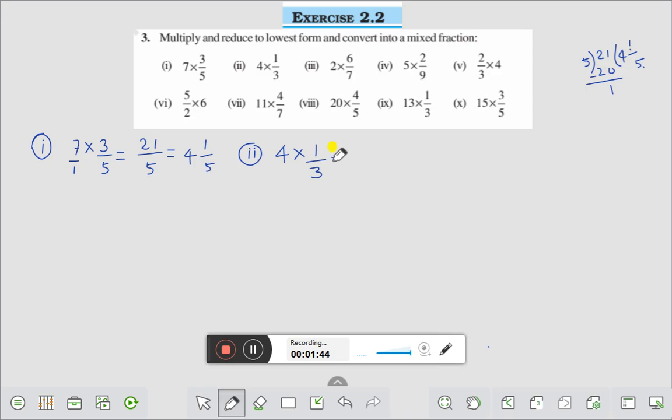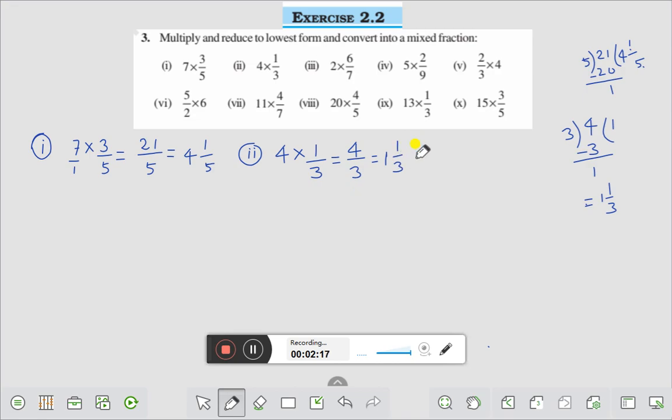That means you have to multiply 4 with the numerator of this fraction. That is 4 into 1, that is 4 by 3. Now divide 4 by 3. That is 3 ones are 3. 4 minus 3 is 1. That comes to 1 whole 1 by 3. This is question number 2.